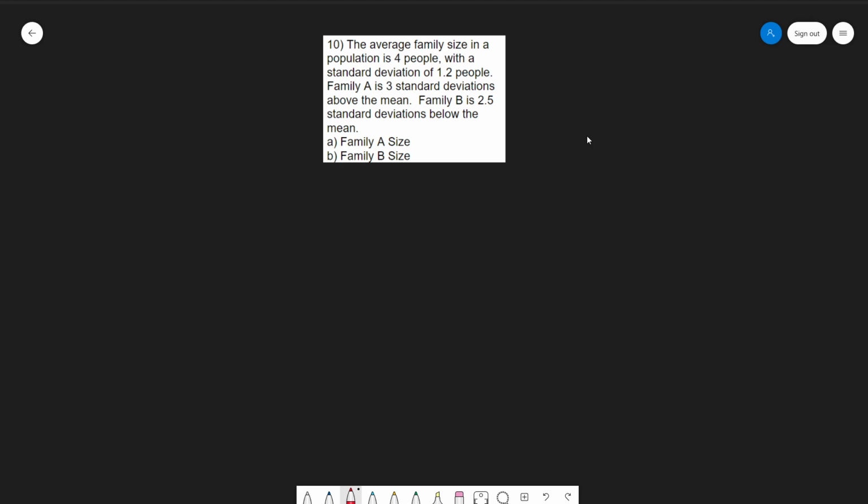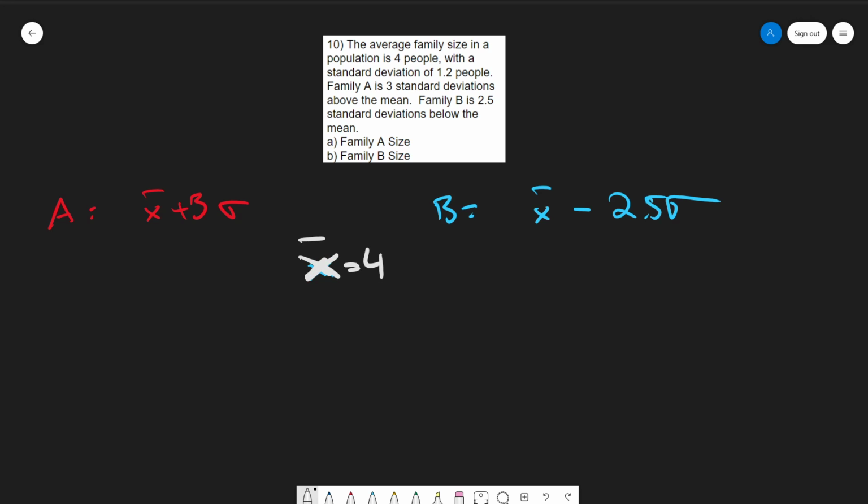The average family size in a population is 4 people with a standard deviation of 1.2 people. Family A is 3 standard deviations above the mean. So 3 standard deviations above. Family B is 2.5 standard deviations below. So subtract 2.5 times the standard deviation. And we know the mean. We know the mean is 4. And we know our standard deviation is 1.2. So all we got to do is plug this in.